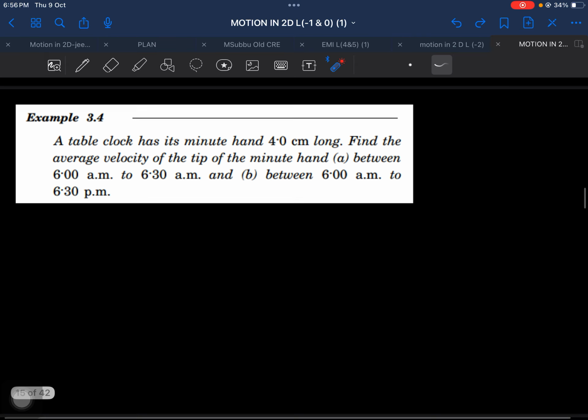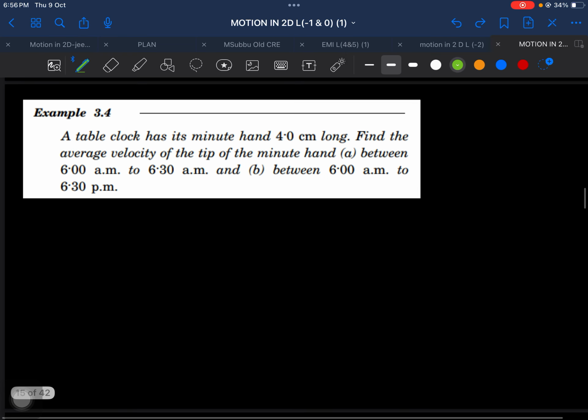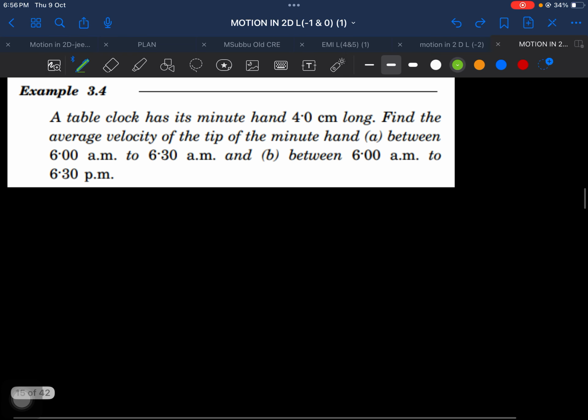Okay students, चलो तो शुरू करते हैं बिना किसी टाइम वेस्टिंग के. ठीक है, so here we have our numerical based on this concept of the simple concept of average velocity and average speed, you can say. So a table clock has its minute hand 4 centimeter long. Clear? So minute hand, this will be the radius.